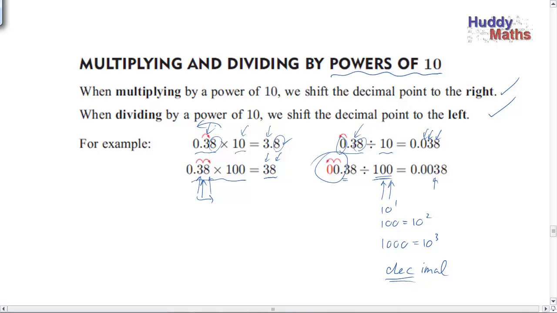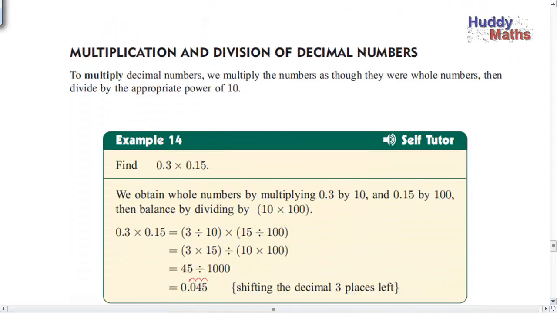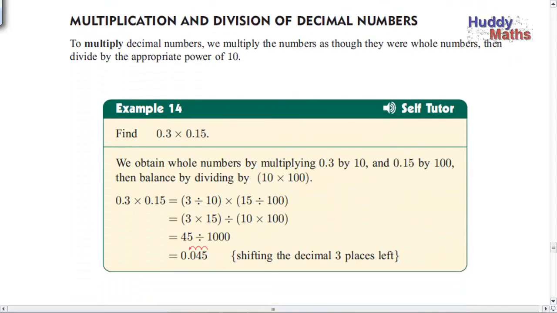Okay, want to do some. Let's have a look at a little bit more though. We haven't done any multiplication and division of decimal numbers. So to multiply decimal numbers, we multiply numbers as though they were whole numbers, then divide by the appropriate power of 10. Okay, so what are we going to do?